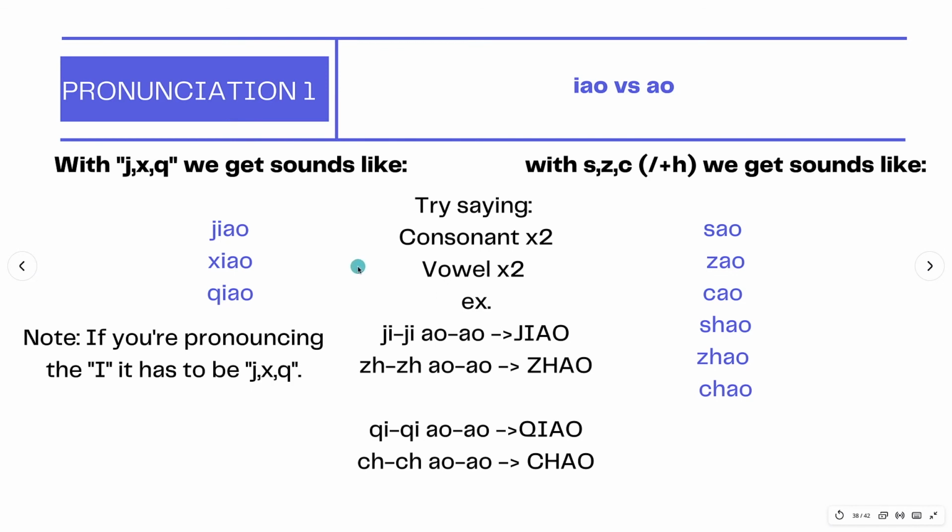Okay, now there's one more thing, but this is a very important one, okay? So now we go with the ji, xi, qi, remember that? Jiao, qiao, xiao. Okay, now if you're pronouncing the I, it has to be J, X, or Q. Remember that now. You can see all of these other ones. If you try to pronounce these ones, si, sao, zao, cao, shao, zhao, chao, there is no I involved anywhere here. As soon as you hear the I, you can guess what I'm saying now.